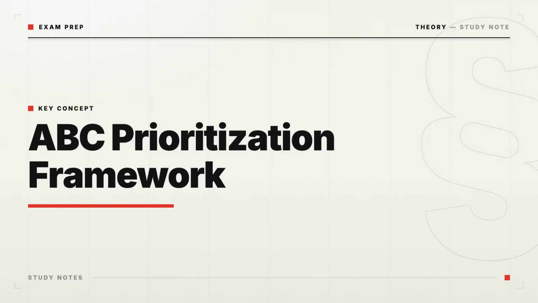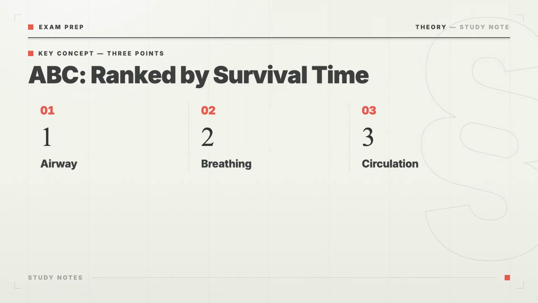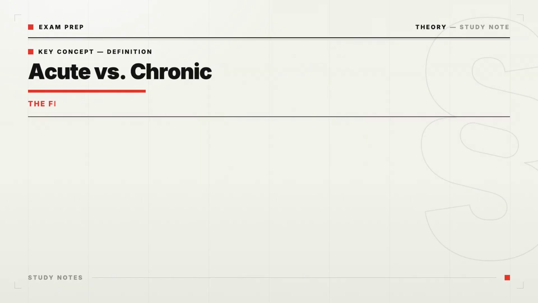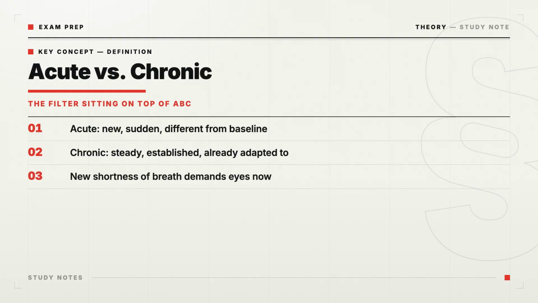That choice is a safety judgment guided by a framework called ABC. Airway ranks first because an obstructed airway kills fastest. Breathing ranks second since oxygen must cross into the blood. Circulation ranks third because the heart has to pump that blood to the tissues. A second filter separates careful choices from hasty ones, acute versus chronic. An acute cue is new or sudden, while a chronic condition is a steady pattern the body has adapted to.